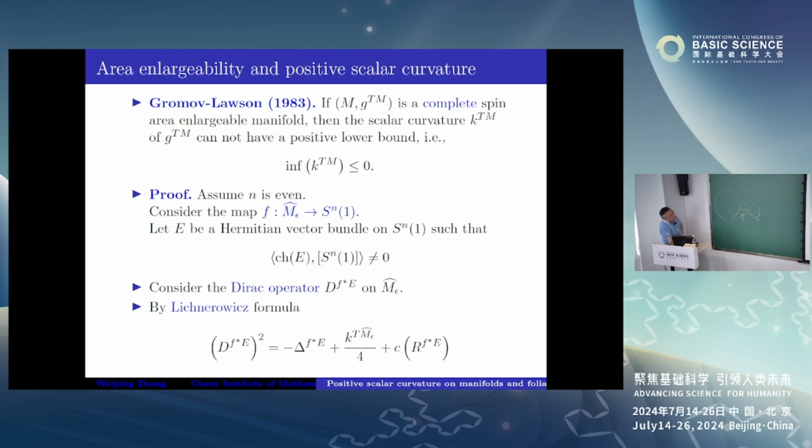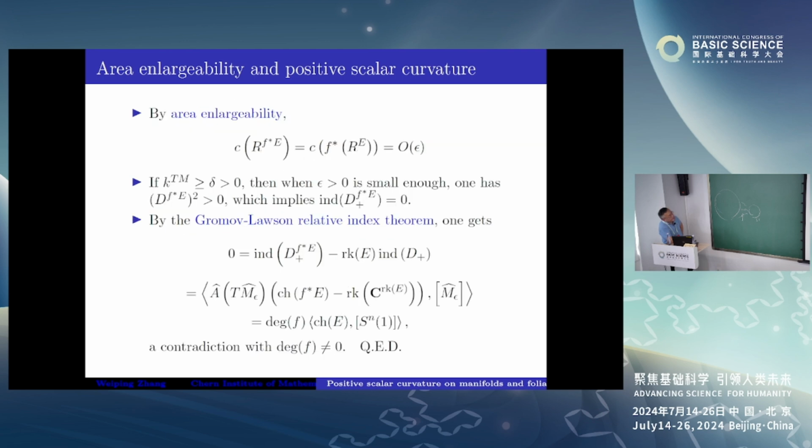We recall that the area enlargeable condition means that for any epsilon there is such a map from the covering space to the standard unit sphere. On the unit sphere, we simply assume n is even. Then there is a Hermitian vector bundle E such that the Chern character of E is non-zero when evaluated on the sphere. Then we pull back this bundle to the covering space using this map. On the covering space, we consider this twisted Dirac operator. By Lichnerowicz's formula, the square of D equals the Bochner Laplacian plus the pulled-back scalar curvature, plus a term involving the curvature of the twisted bundle.